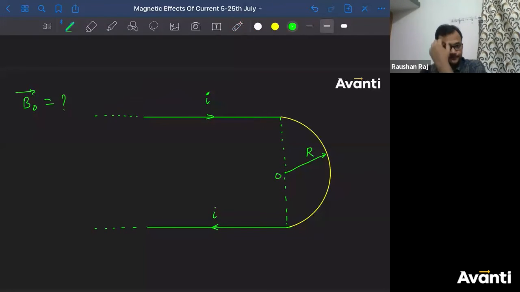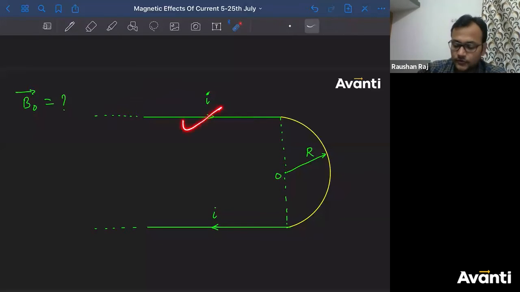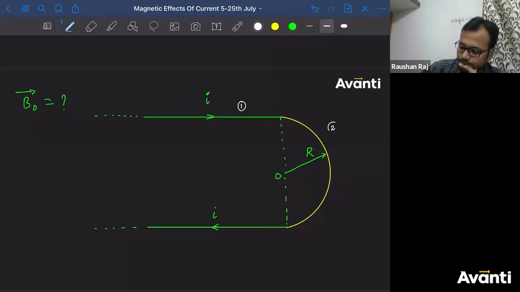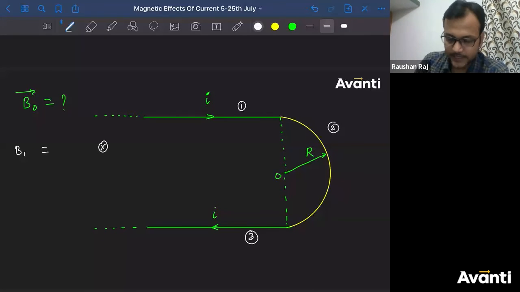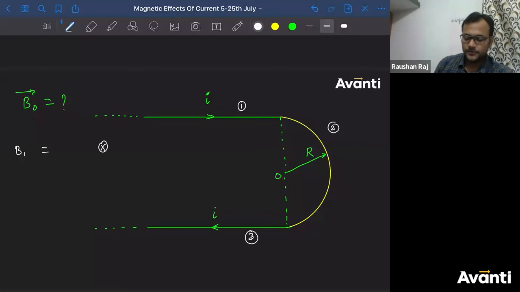Let us solve this. So three elements, 1, 2, 3, correct? Direction of magnetic field line, let me name them 1, 2 and 3. Tell me the direction of B1. Into the plane, out of the plane. Into the plane. Correct, very good. Everybody has said into the plane.